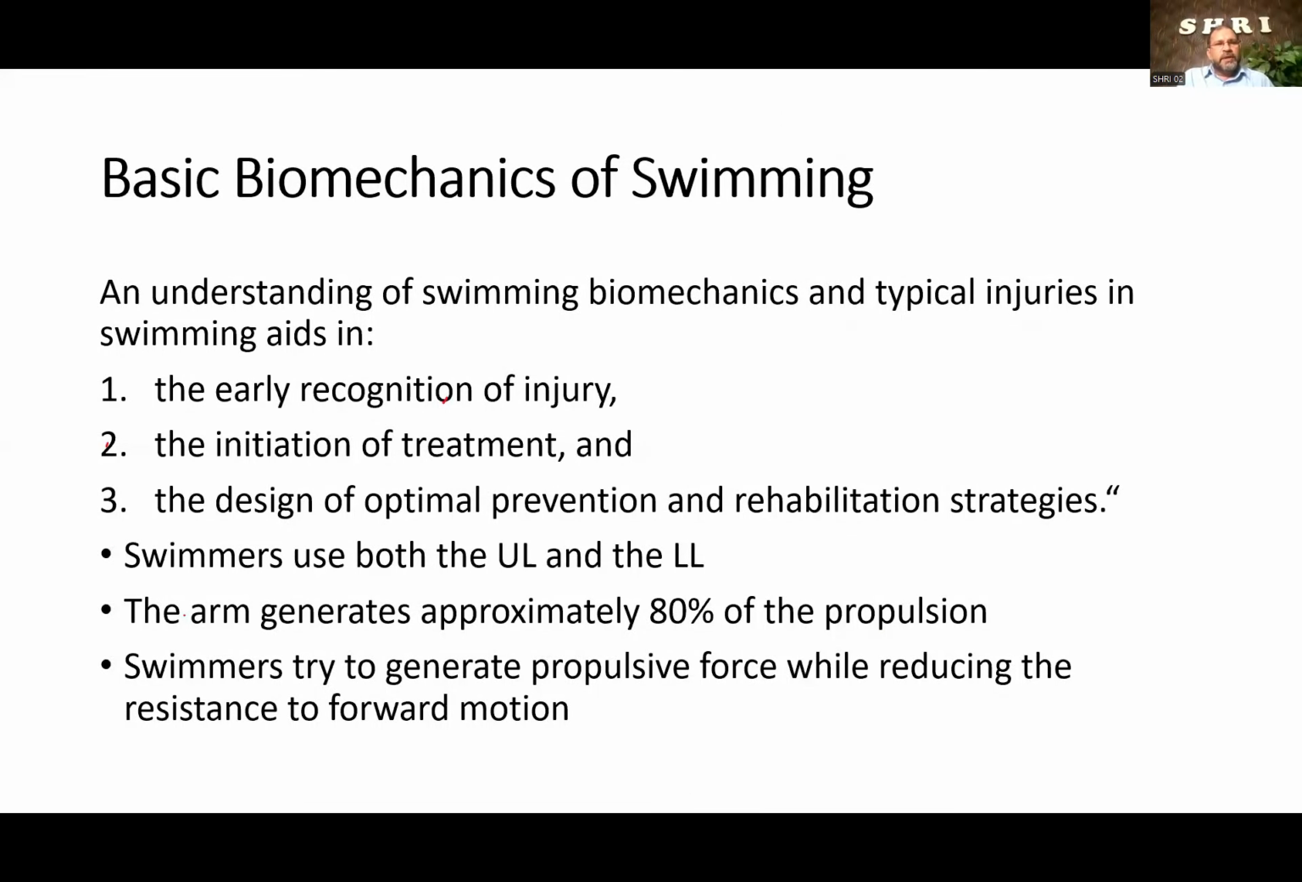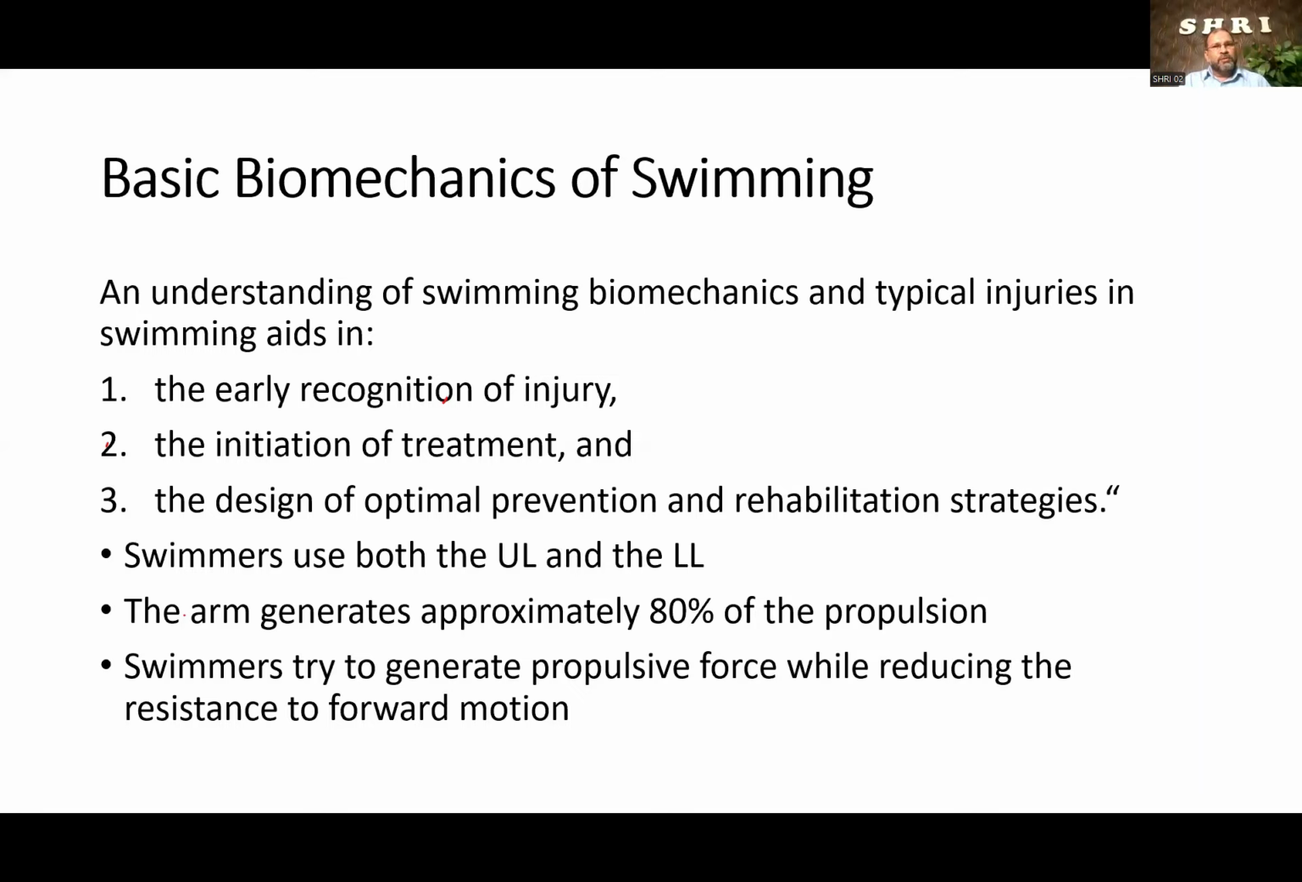Now we will see the basic biomechanics of swimming. Biomechanics is actually very complicated, so I have made it very easy for you all to understand, because we don't normally use the word biomechanics in other fields except orthopedics. These are the basic biomechanics of sports. All sports have their own biomechanics, so it's better to understand the basics of biomechanics when we treat injuries in swimming.